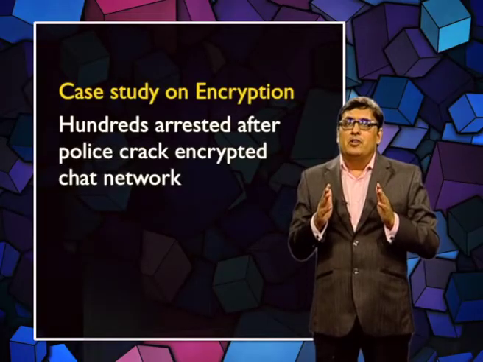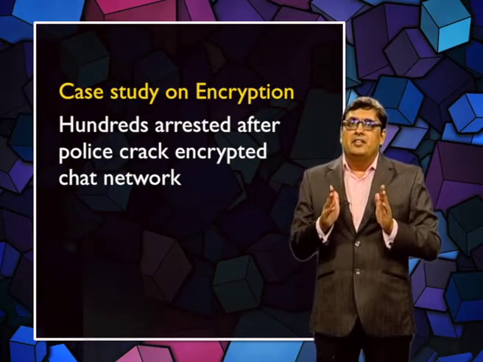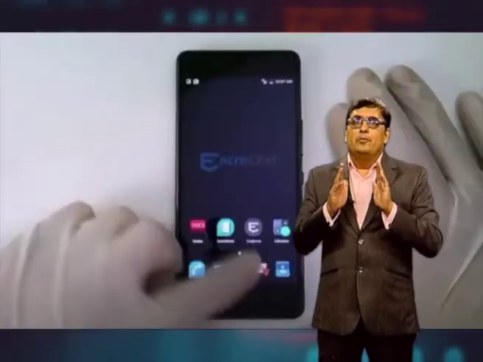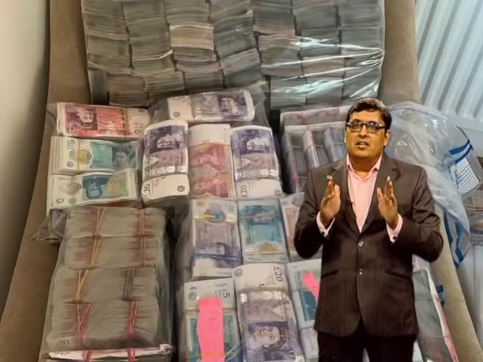Case study on encryption: hundreds arrested after police crack encrypted chat network. European police infiltrate EncroChat, go on to track down crime kingpins and seize guns, drugs, cars and millions in cash. Law enforcement agencies in Europe recently cracked an instant messaging system used by organized crime, and the ensuing police operation ultimately led to the arrest of more than 800 suspected criminals, mostly in the United Kingdom.